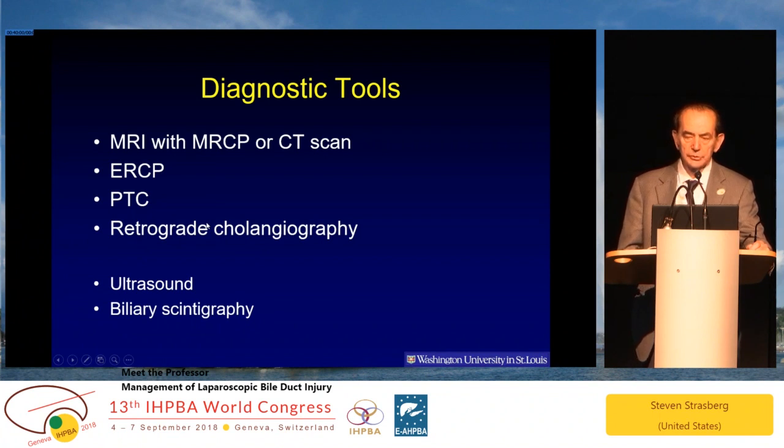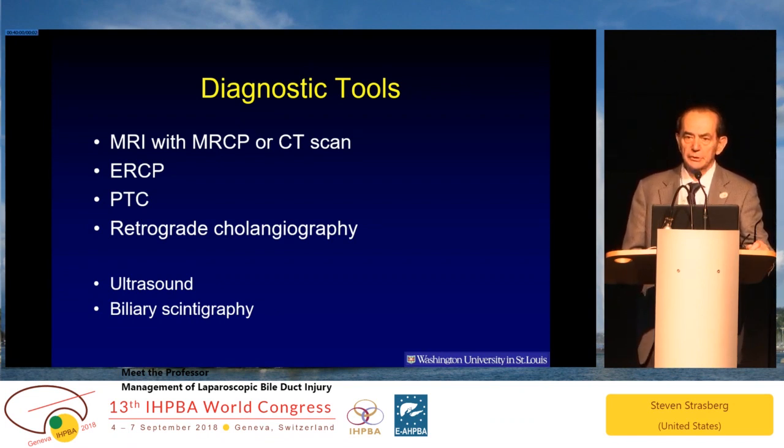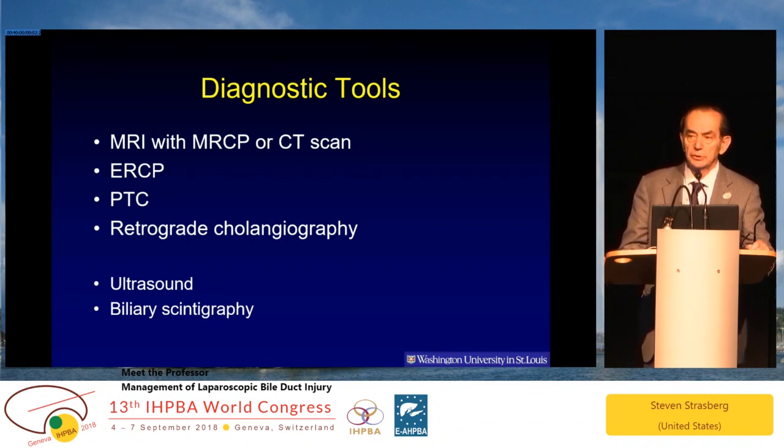So these are the tools that we have to make a diagnosis. MRI with MRCP, or a CT scan, ERCP, PTC, and retrograde cholangiography. One can also use ultrasound and biliary scintigraphy, but they have less of a role, particularly today. In the past, biliary scintigraphy was used as a screening test, but it's rarely used today because of the availability of better modalities for making the diagnosis.